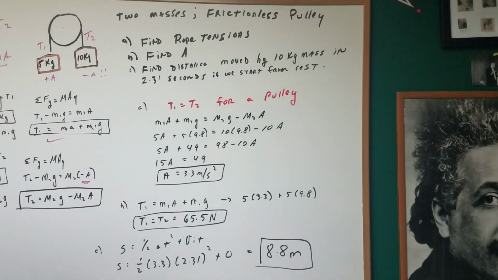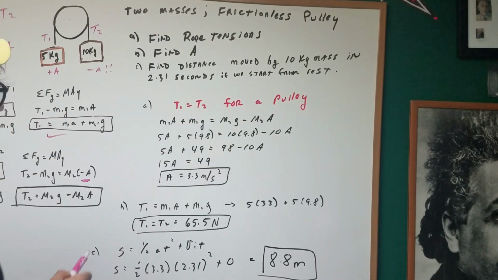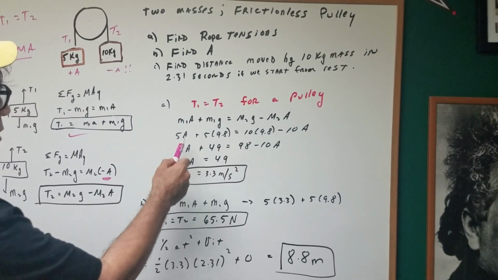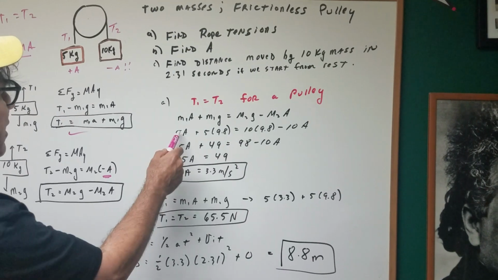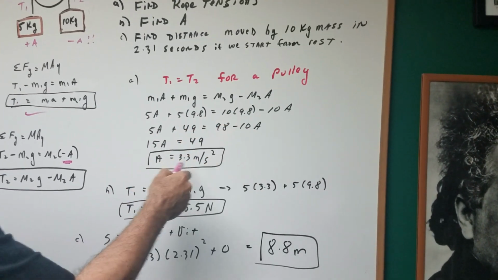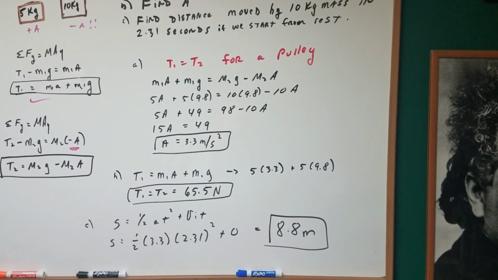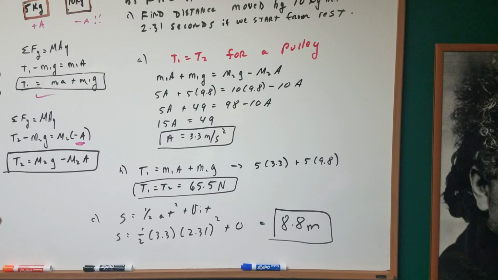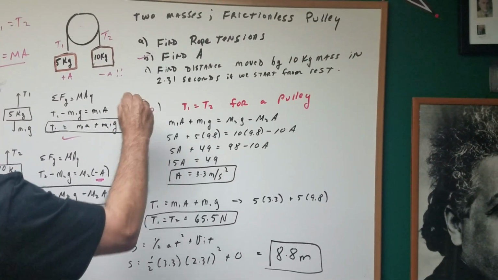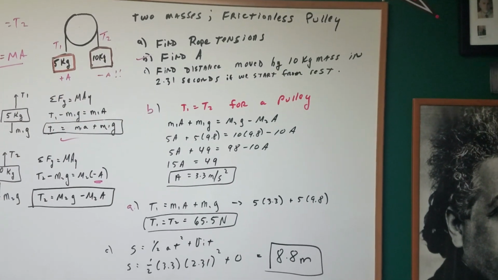For a pulley, T1 equals T2. So I'm going to set M1A plus M1G equal to M2G minus M2A. And I simply plug in my numbers. There's the mass, there's the G, there's the mass of 2, and I solve, and I get 3.3 meters per second squared for the acceleration. Actually, I did B first. So let me just change this. I did B first. Now let's go to A, find the rope tensions.